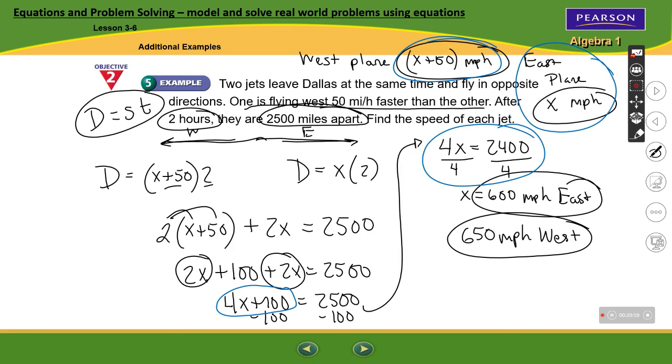If you wanted to do a quick check, which you should, you could throw the 600 miles per hour right here. 2 times 600 is 1,200, that's good. Over here, 650, 600 right here, plus 50, 650. 650 times 2 would be 1,300. So we have 1,300 miles traveled for the westward plane, 1,200 miles traveled for the eastward plane. Add those up, you get 2,500 miles.